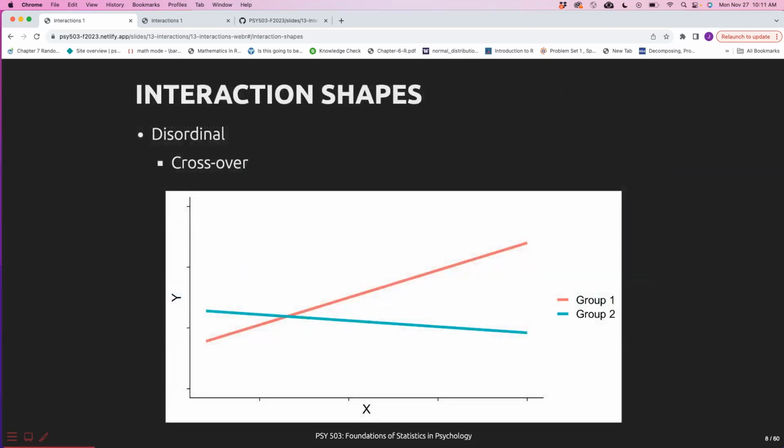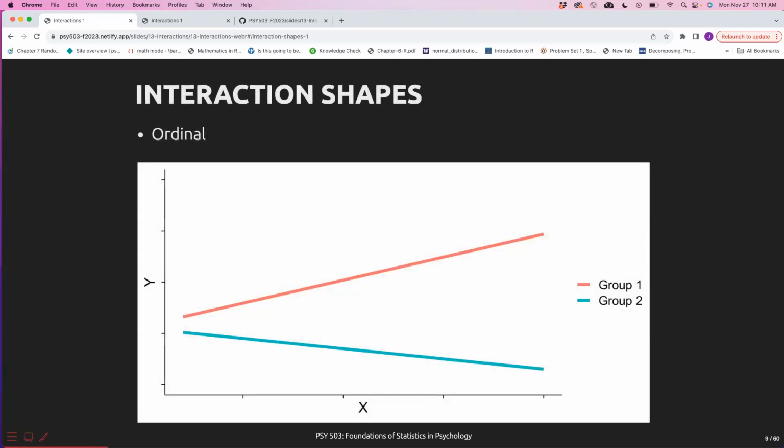One shape is a disordinal shape. So in the literature, you might have heard a crossover interaction. That's the case where we have a group or a variable that starts off high and then goes low. And then for the other group or other variable, it starts off low and then it goes high, right? So these lines cross over with one another. This is called a crossover interaction.